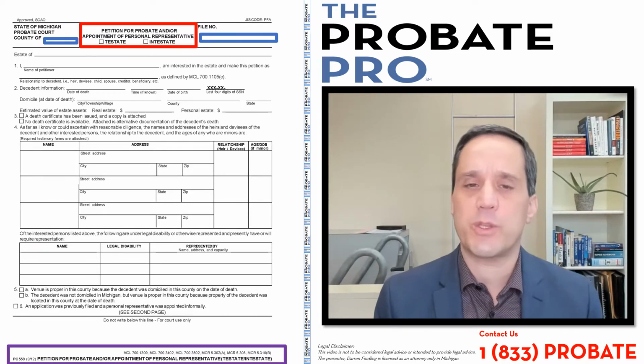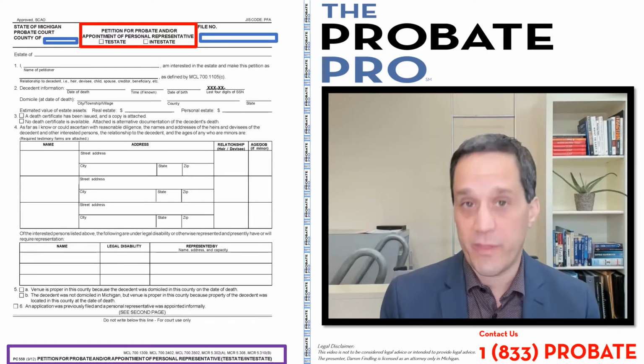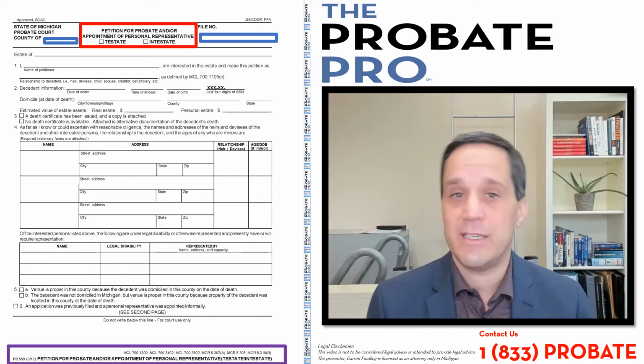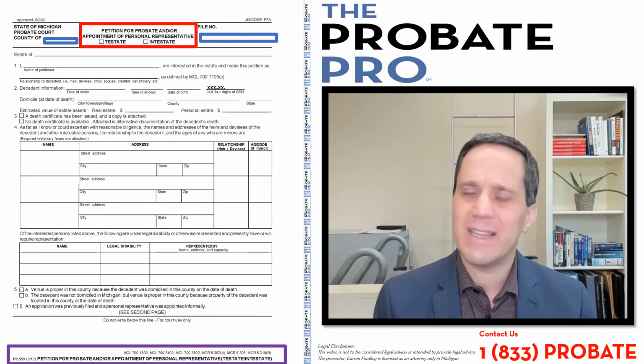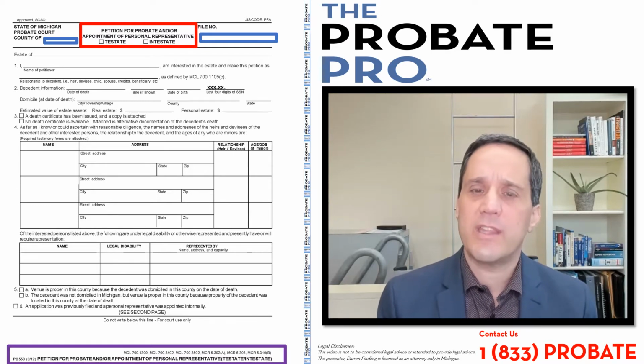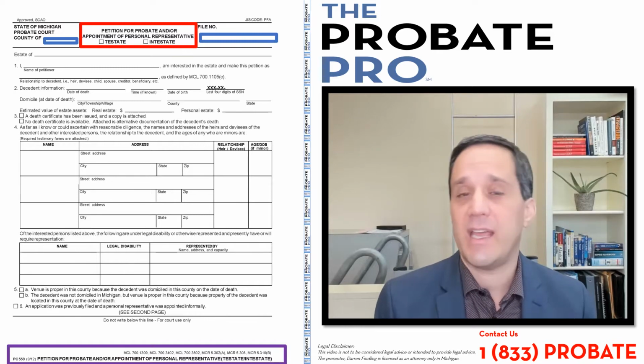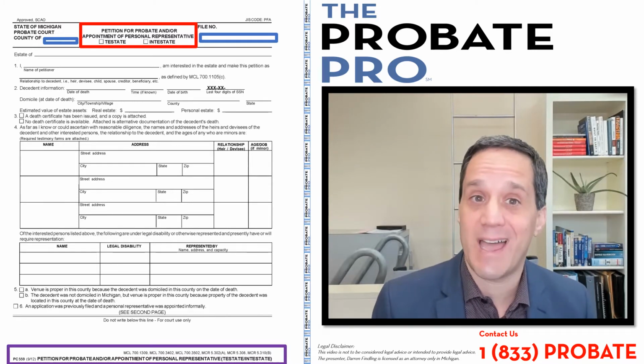In the middle section with the red rectangle, you're identifying whether the estate is testate with a will or intestate without a will. Again, language that just isn't intuitive to most people. Testate with a will, intestate without a will. The file number is left blank because the court is going to assign the file number when you file this and pay the requisite filing fee. A file number or case number will get assigned.